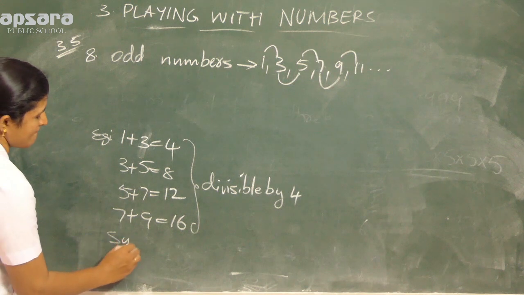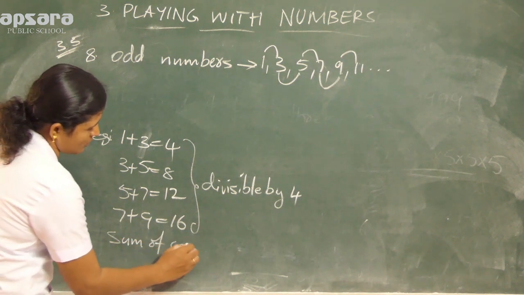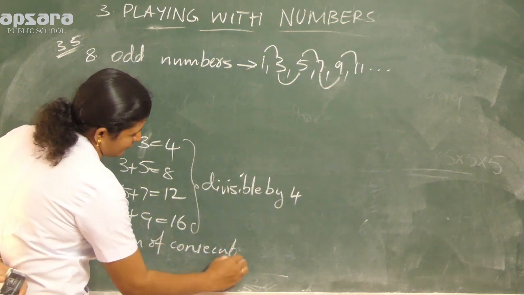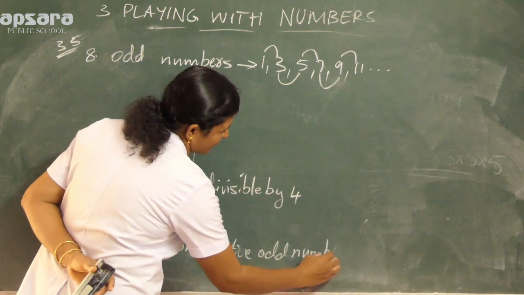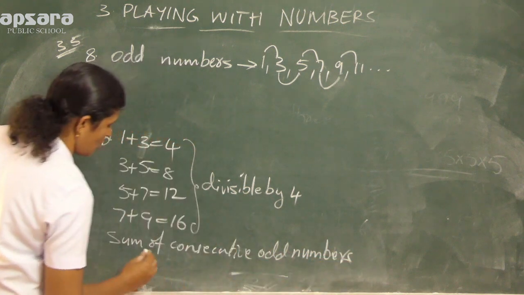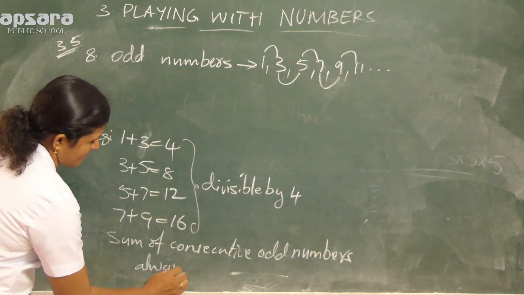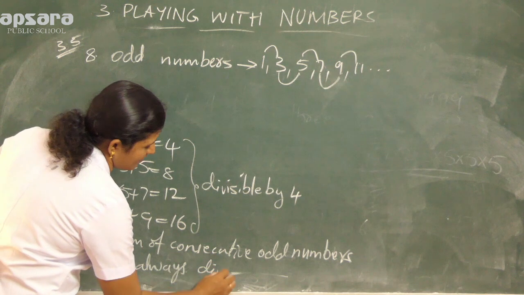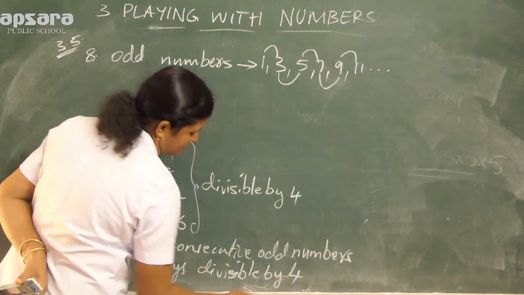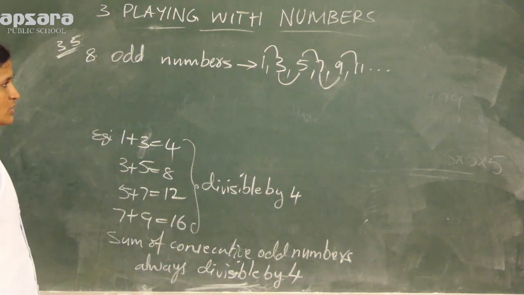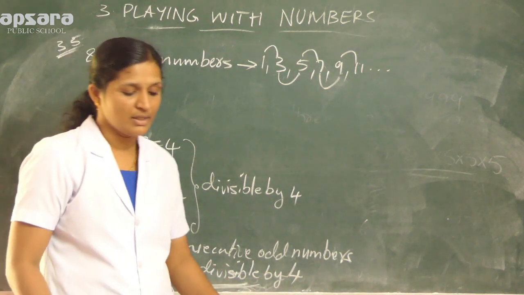Sum of consecutive odd numbers. All numbers always divisible by 4. Sum of consecutive odd numbers always divisible by 4.